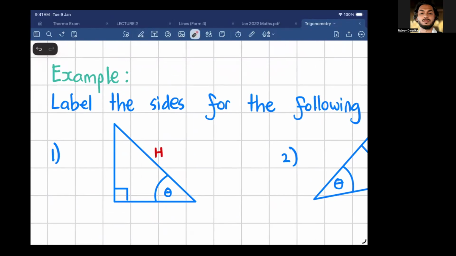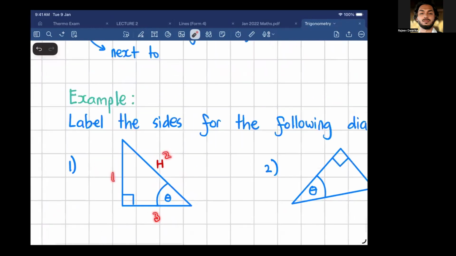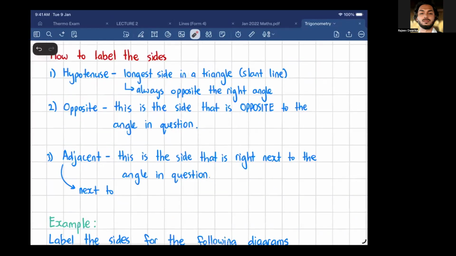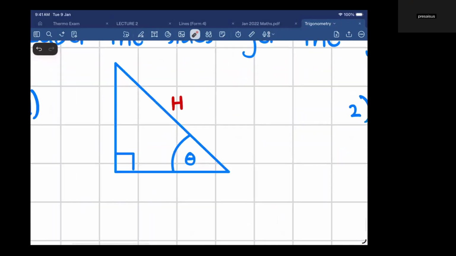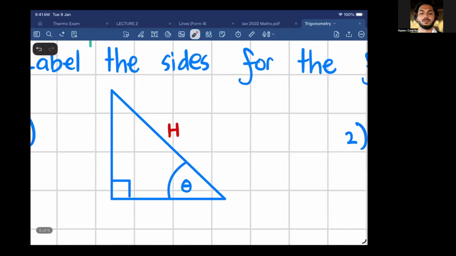Okay, what do you think? Which one do you think would be the adjacent side? So let's read the adjacent. What does the adjacent say? This is the side that is right next to the angle in question. Ah, so what's the angle here in question? So forget about the 90 degrees. What's the other angle we're looking at? So theta. This sign is theta.